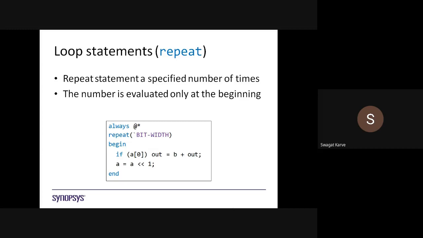Okay. For example, again, we have given some condition: repeat bit width. That means how many bits wide A is. A is the variable having some bit width. So the loop runs up to the count of that bit width. For example, if A is an 8-bit variable, then for 8 number of times, the following statements will keep on repeating.